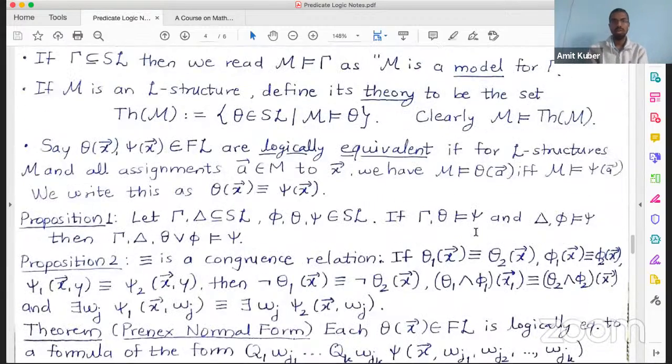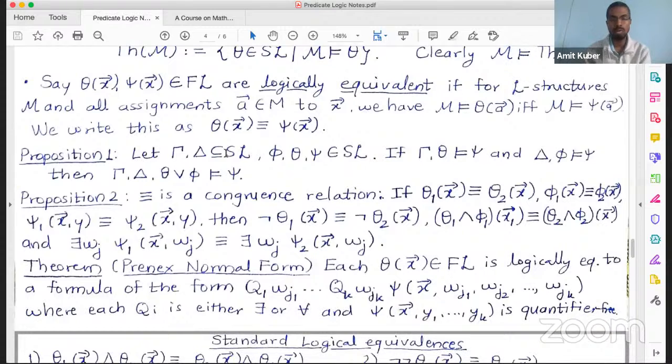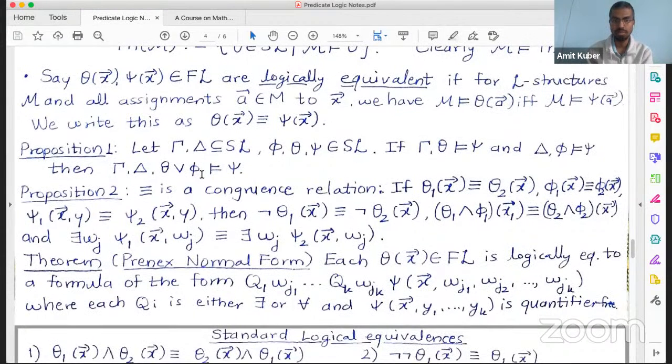Like a simple proposition, this says that you can take disjunctions on the left hand side of the double turnstile symbol under some specific conditions. Let's not go into these details; you can prove this very easily. The most important property of this logical equivalence is once again that it is a congruence relation.